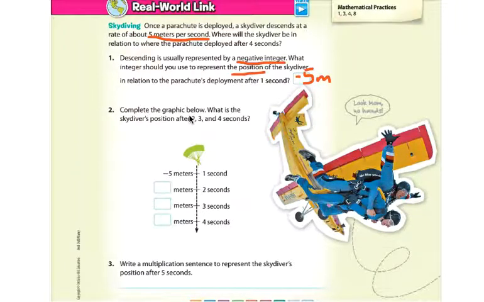Now, complete the graphic below. What is the skydiver's position after 2, 3, and 4 seconds? Well, 1 second is negative 5 meters. 2 seconds, he's going down 5 more meters. So negative 5 times 2, I know I'm going down, negative 10. I'm subtracting 5 more after 3 seconds, negative 15. Subtracting 5 more after 4 seconds, negative 20.